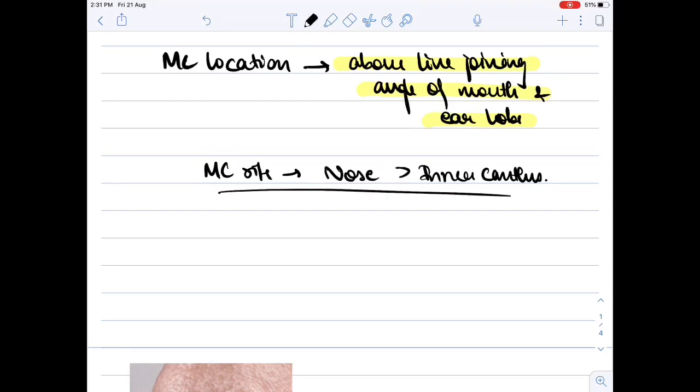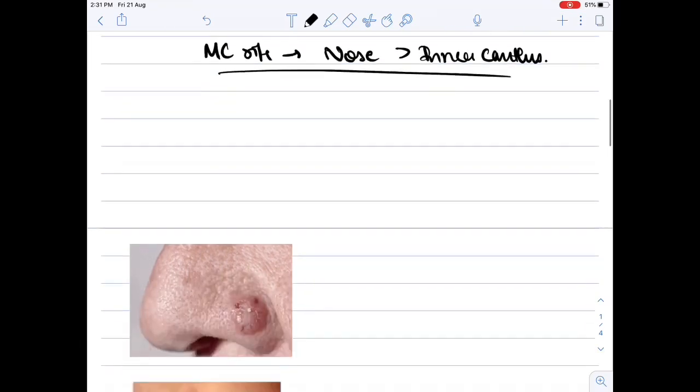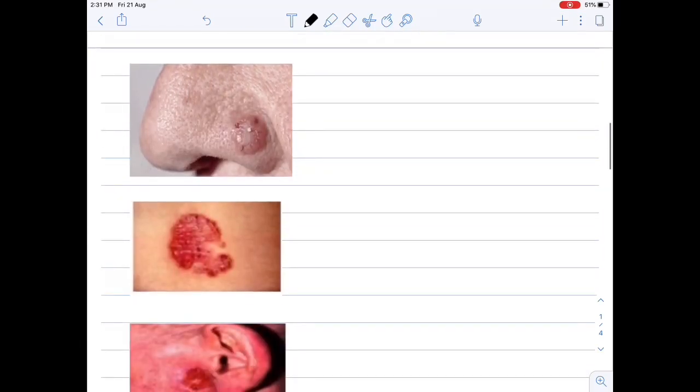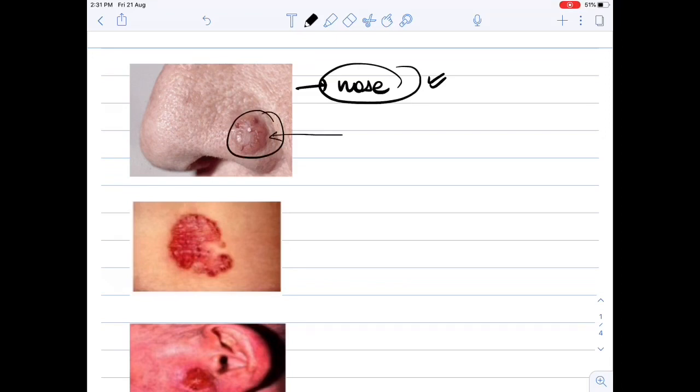Now we'll move on to its types. First we can see in the first diagram, one point to notice is that it's present on the nose. That is the most common location. The next thing is it is a nodular growth. So first type is nodular type.